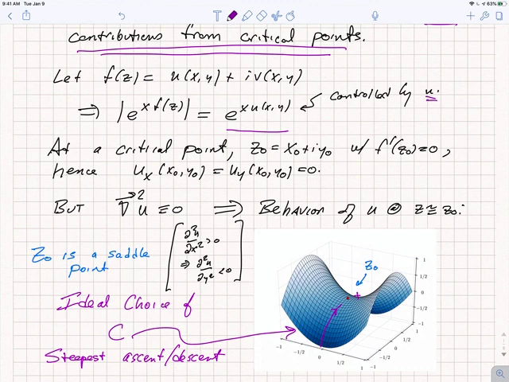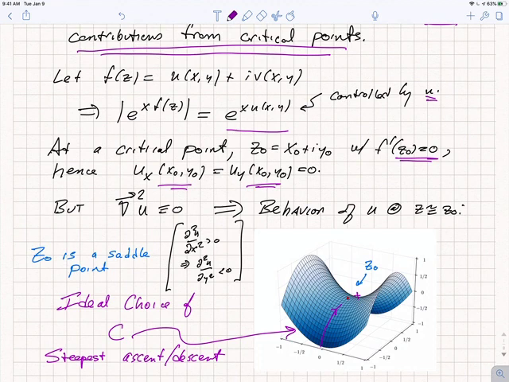So if we have a critical point z naught, which is x naught plus i y naught, we know the derivative of f with respect to z, the complex derivative, is equal to 0, both the real and the imaginary parts. If we apply the Cauchy-Riemann relations, what that means is that the partial derivative of u with respect to x and its derivative with respect to y both vanish at that point. So the critical point really is a maximum or a minimum of u. In fact, we know more. It's actually a saddle point.